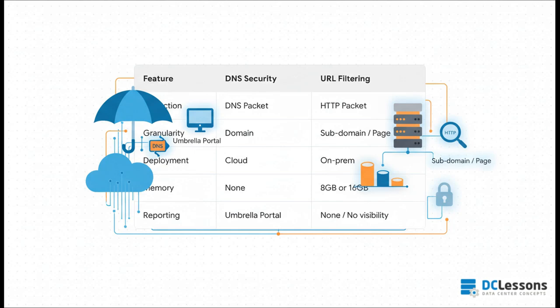But on the flip side, URL filtering is an on-box feature. That means the intelligence is running right there on your edge router. It actually inspects the HTTP packet, which gives you way more granular control, but, and this is a big but, it requires a dedicated 8 to 16 gigs of memory to pull it off.